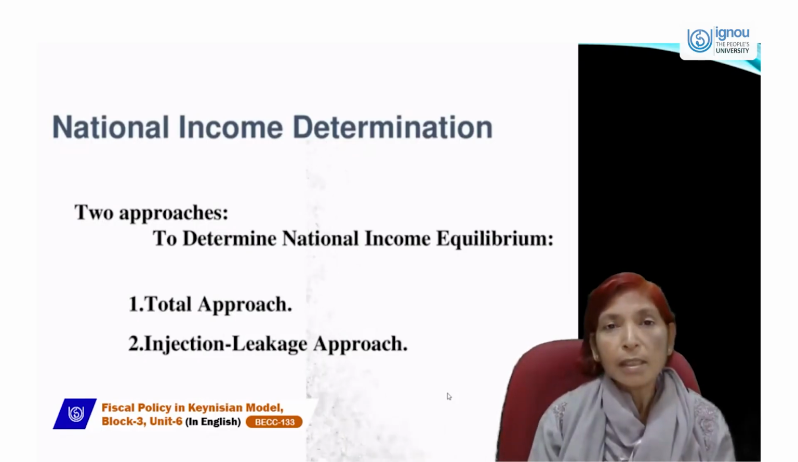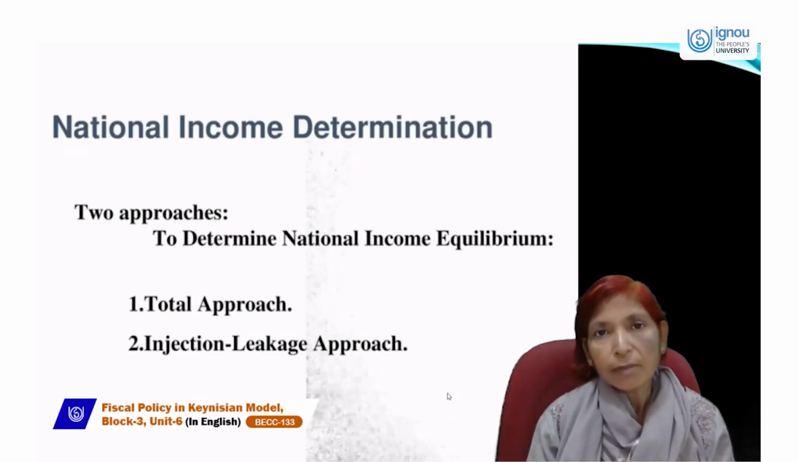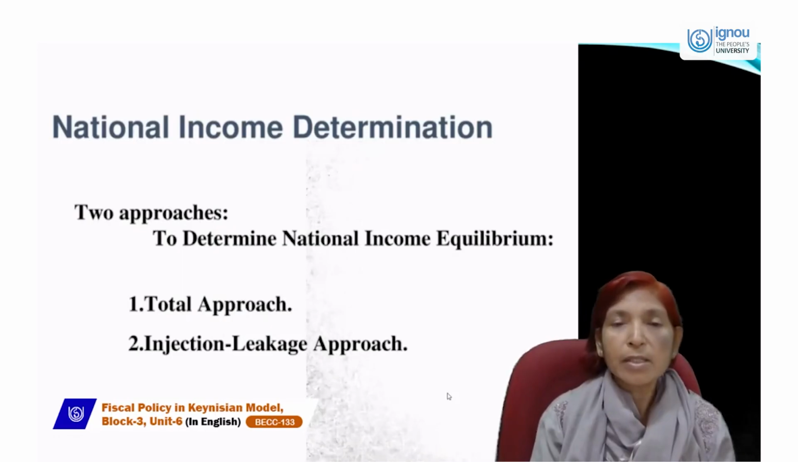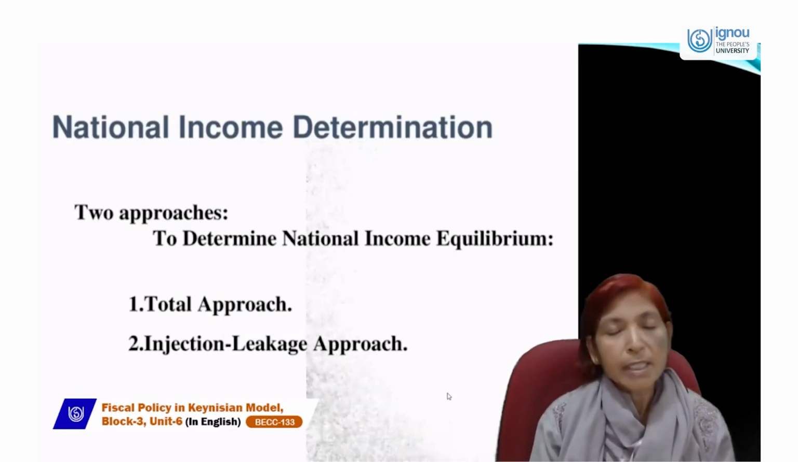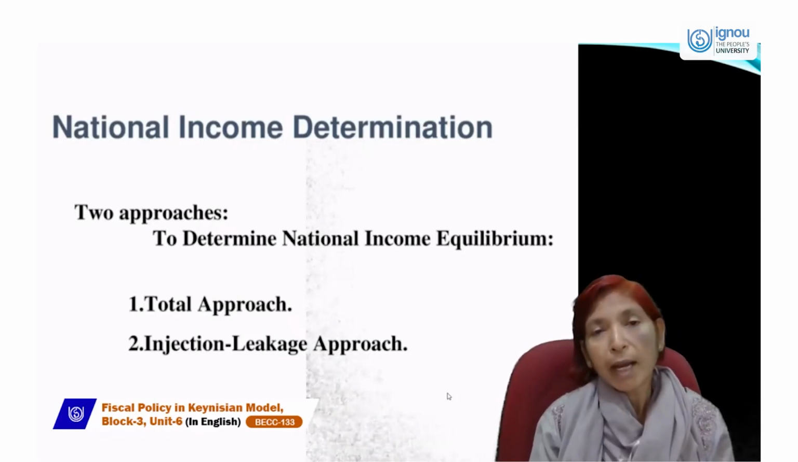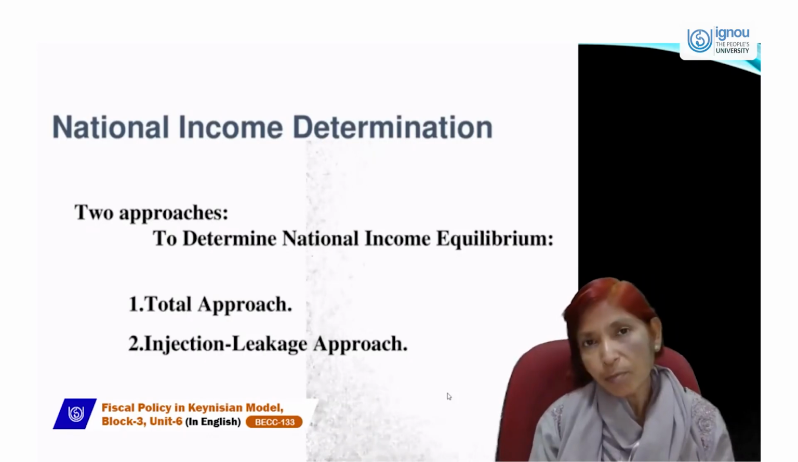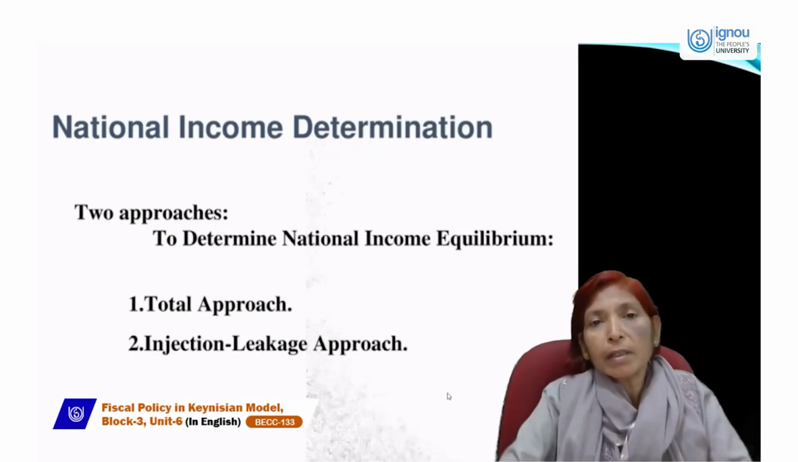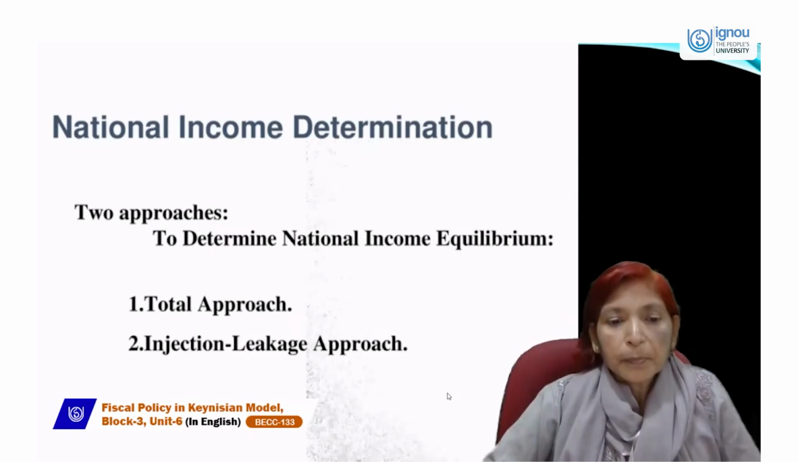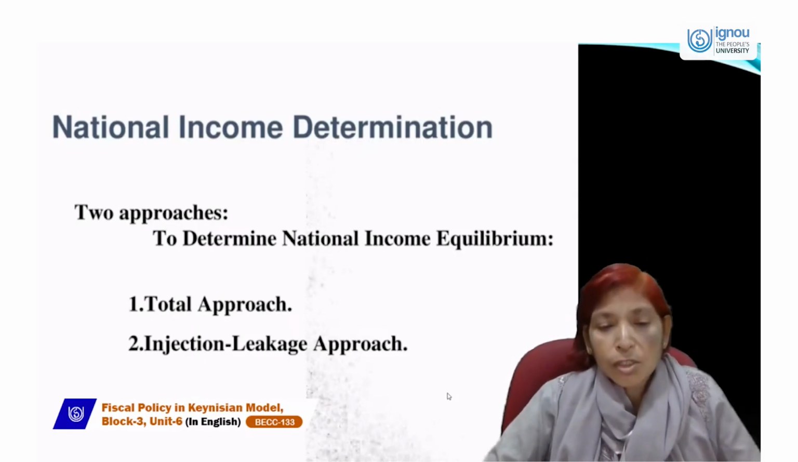According to Keynes, there is a paradox of thrift, which says that saving is good at the micro level, at the individual level, but saving is bad at the macro level. In totality, if all the country's people save money, then the income level will fall. So saving is a leakage.